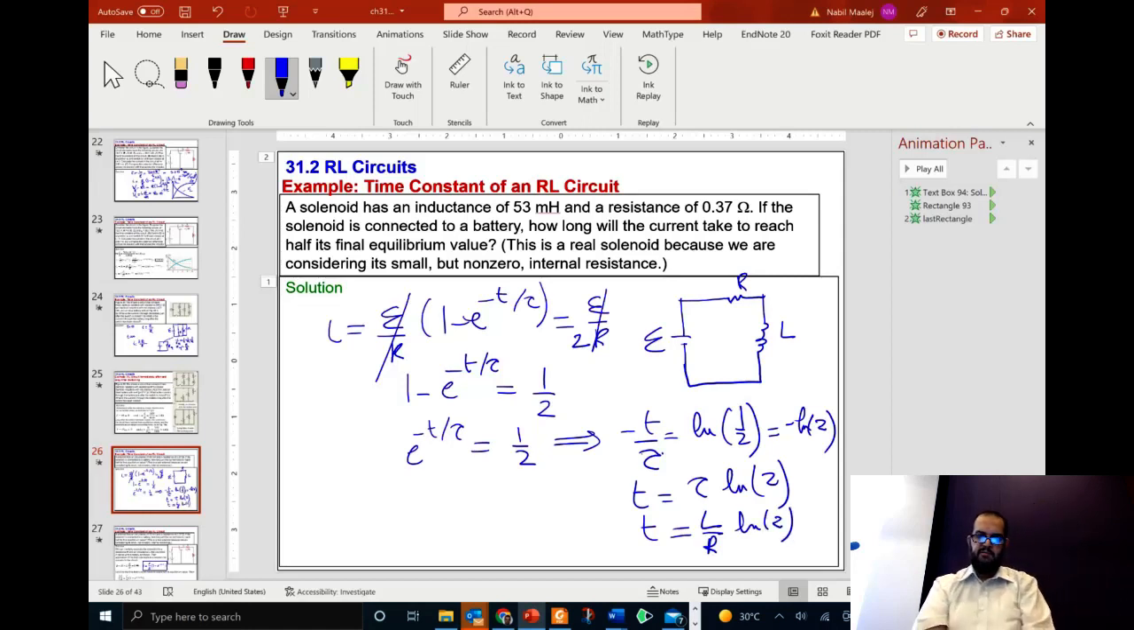So you can replace the values and calculate how long it takes for the current to reach half of the maximum value. It can be 1/3, 1/4. So this is a very common question. It's like the capacitor circuit. In the quiz you had a very similar question.